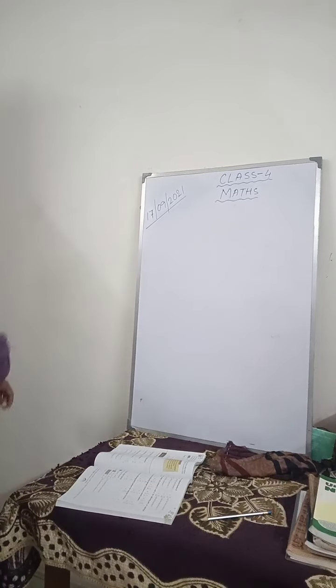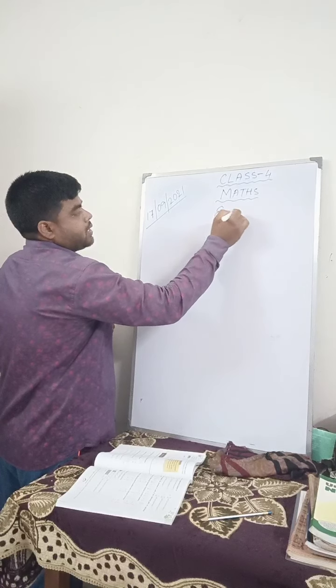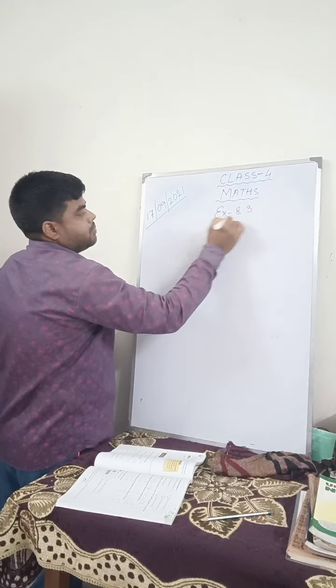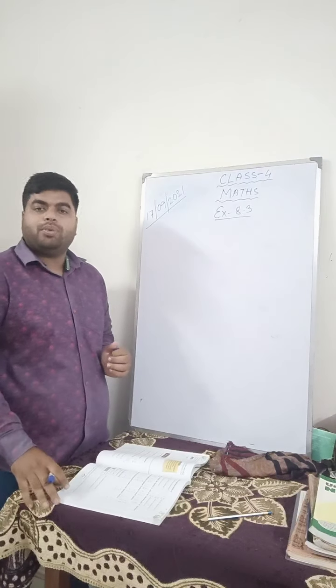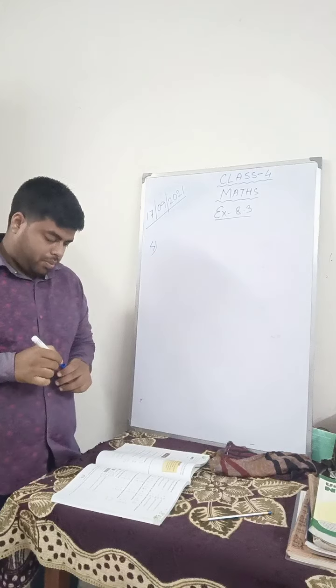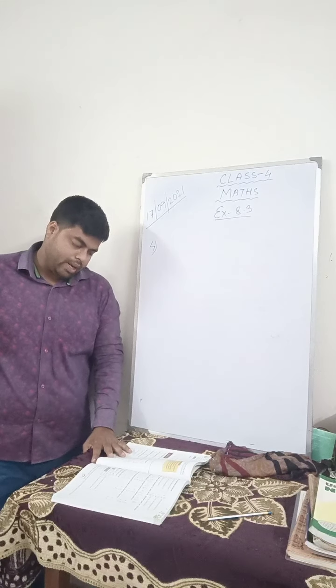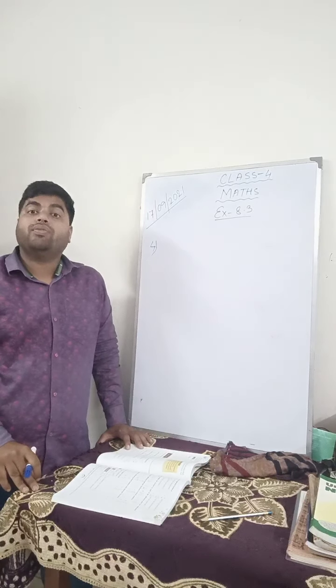Good morning, students. This video is for class 4 maths, and today also we will continue with exercise 8.3. In the last class we have done up to question number 3. Today we will start with question number 4. In question number 4 they have said, write an equivalent fraction of 1 by 4 with the numerator 4.